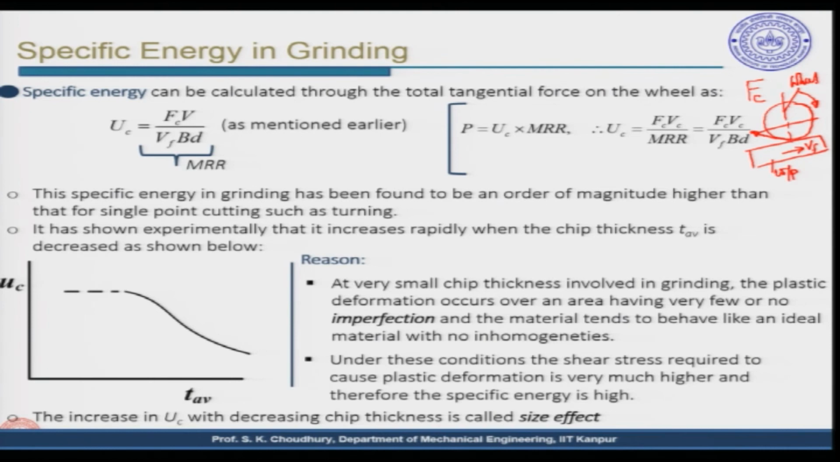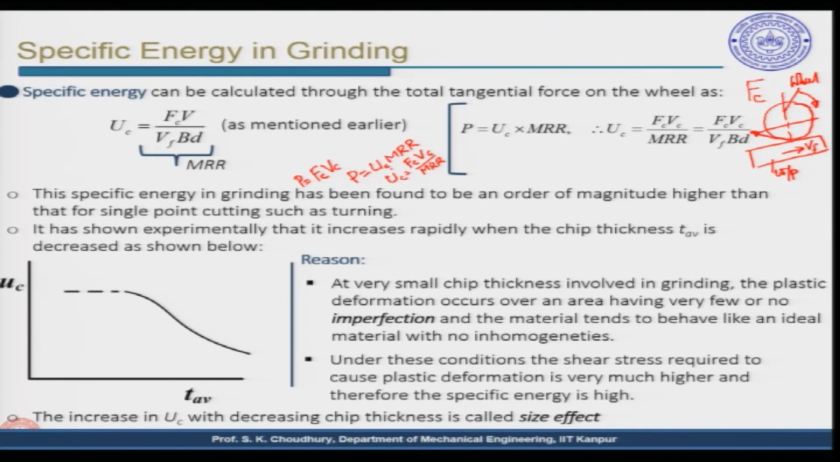In this case, the Uc, this is the specific energy, is equal to Fc into Vc. Or it can be considered through the MRR. So, Fc Vc is the power that we said earlier, and power is also given as the Uc and the material removal rate, if you remember. So, therefore, from these two, we can find out that Uc is equal to Fc Vc divided by material removal rate.